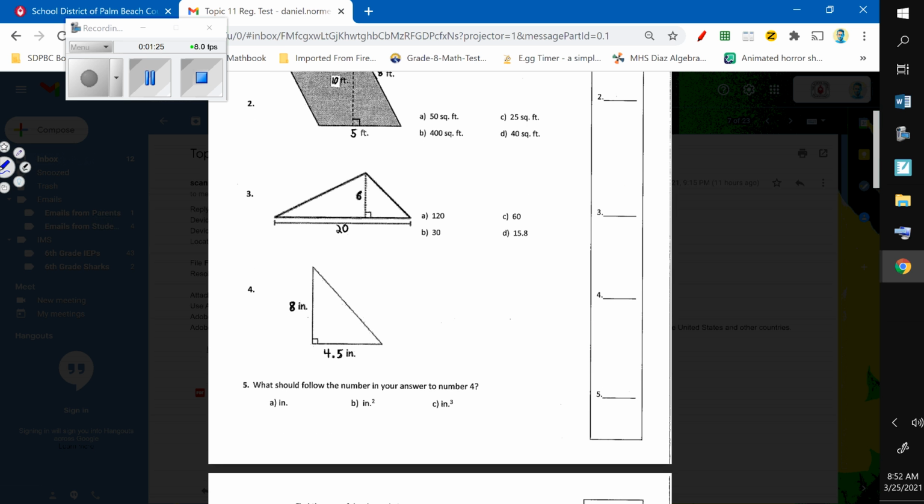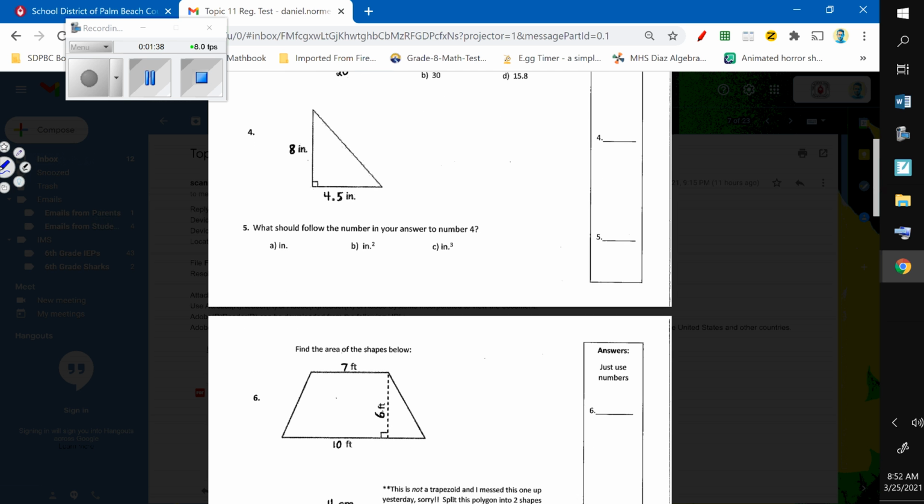For number three, the base is 20, the height is 6. Is the area A, 120? B 30, C 60, D 15.8. Number four, the base is 4.5 inches, the height is 8 inches. And you just need to tell me the area, put it right here.